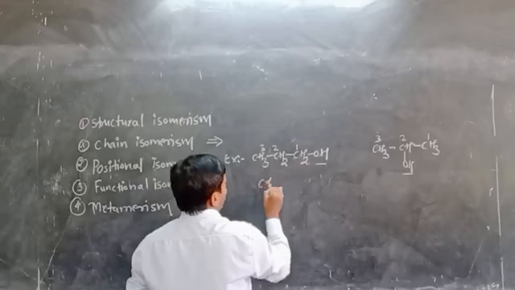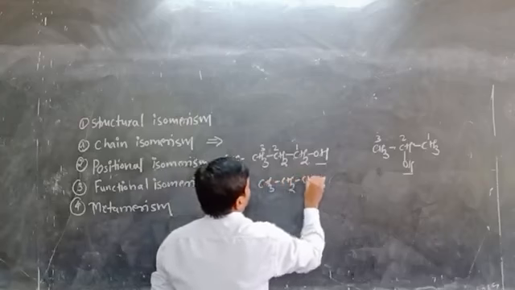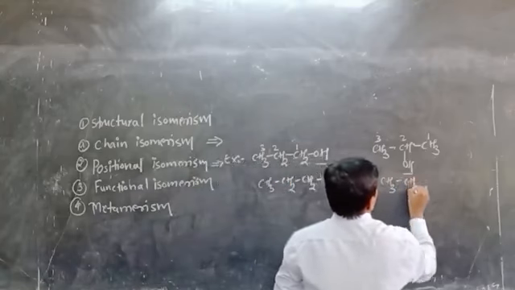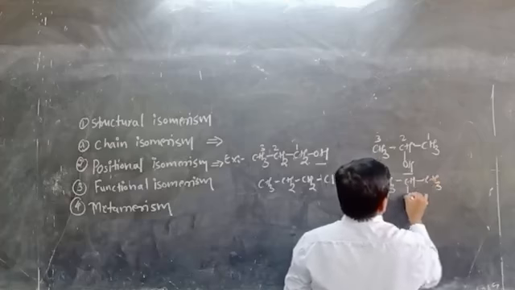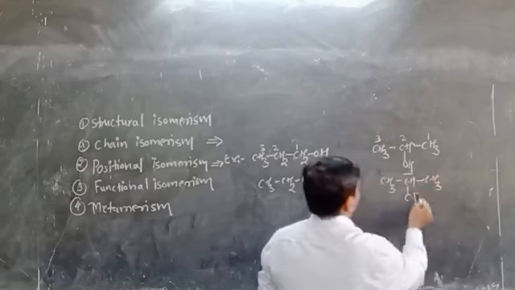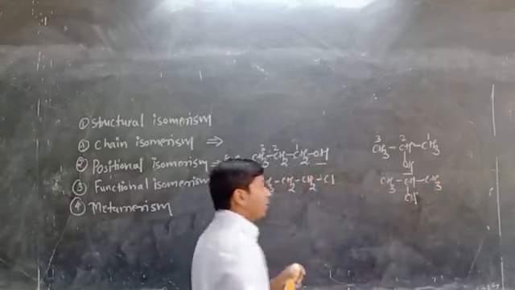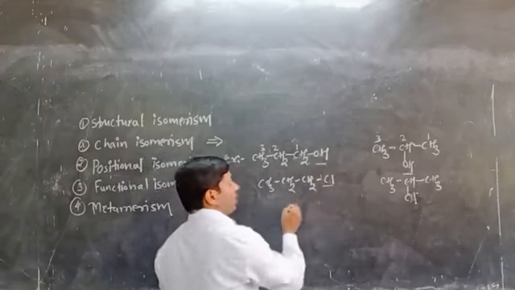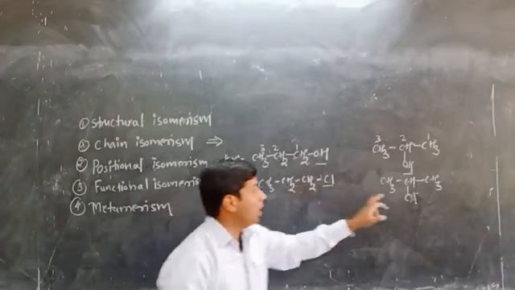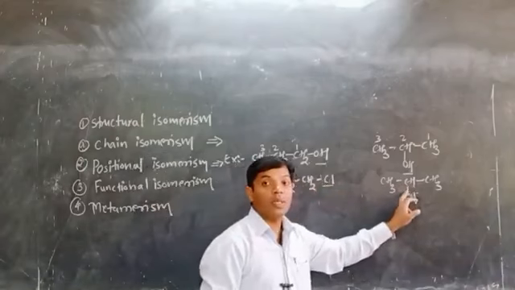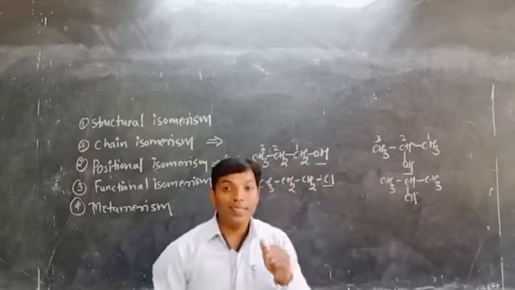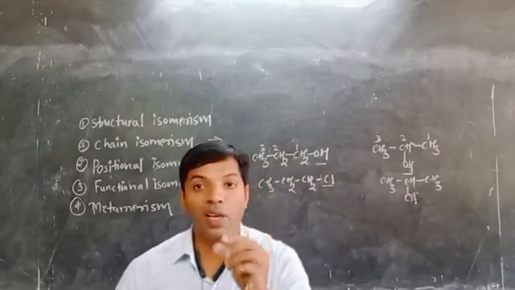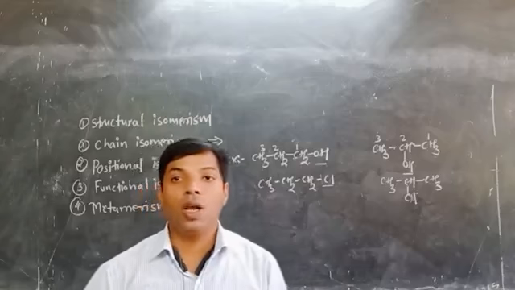One more example I will write. I write here CH3, CH2, CH2, Cl, and CH3, CH(Cl), CH3. So this is also another example, where the Cl group in the first example is attached to the first carbon atom, but in the second example, the Cl group is attached to the second carbon atom. This is called positional isomerism. Compounds that differ in the position of the functional group are called positional isomers.